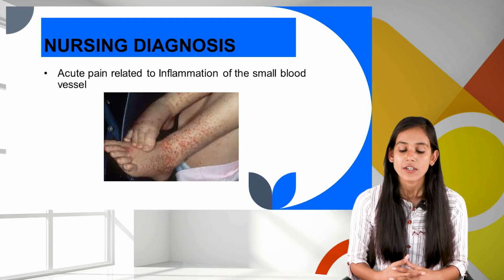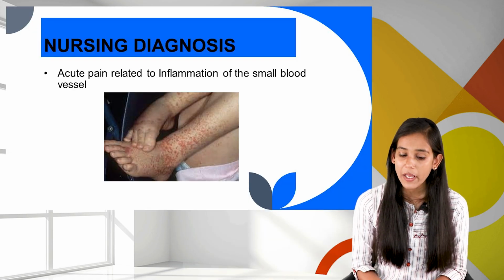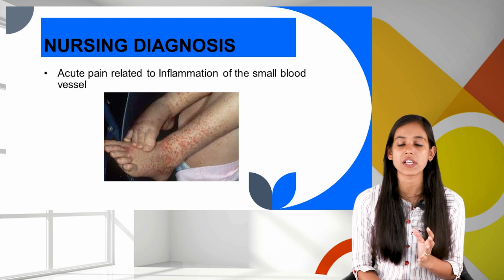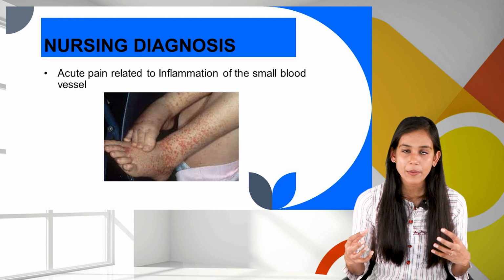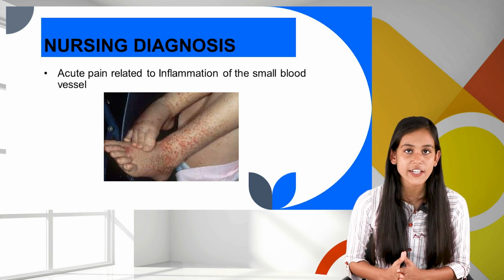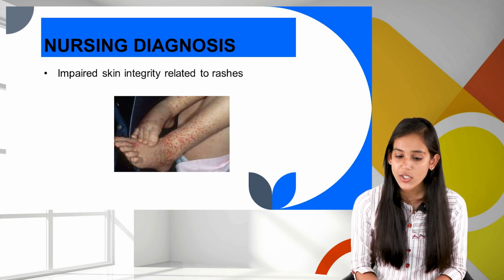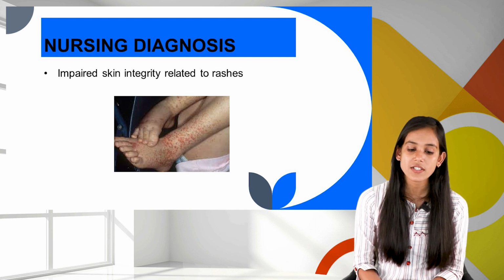Now, when we discussed the clinical manifestations, I told you that the child will have abdominal pain and joint pain, and that this pain will be severe. The child will be crying out of pain. So there would be acute pain related to inflammation of the small blood vessels. Also, purpura is present all over the body, so there would be impaired skin integrity related to this rash.